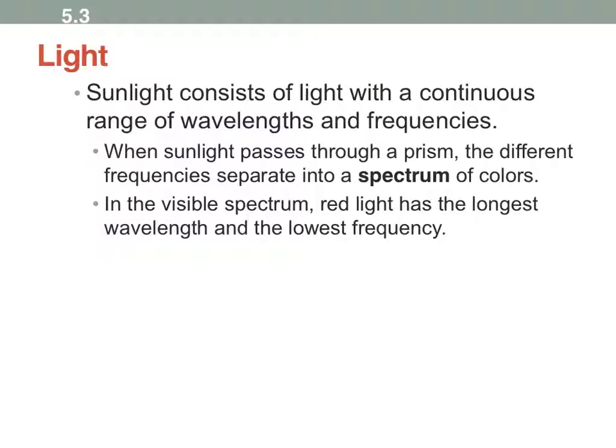So we can take sunlight, and whenever we get back in class, I'm going to show you this. We can take a prism, or what's called a spectroscope, and put it up to the light, and we can break it up into the colors that we know. You guys may have learned a trick somewhere along the lines. It's called Roy G. Biv. Those are the colors of the rainbow: red, orange, yellow, green, blue, indigo, and violet.